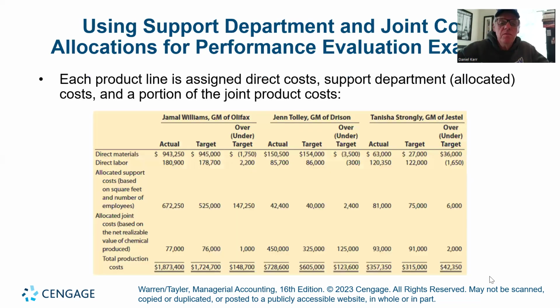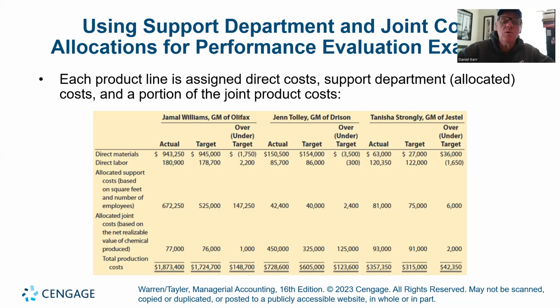So when you look at this detailed report, it's easy to say Jamal is over budget. The total combined amount that Jamal is over budget is 148,000, and Jen is over budget 123,600, and Tanisha Strongley is over budget 42,350. So it might be very tempting to say Tanisha is doing the best job because they're all over budget, but she's only over budget 42,350. I would say that would be kind of faulty in evaluating it.